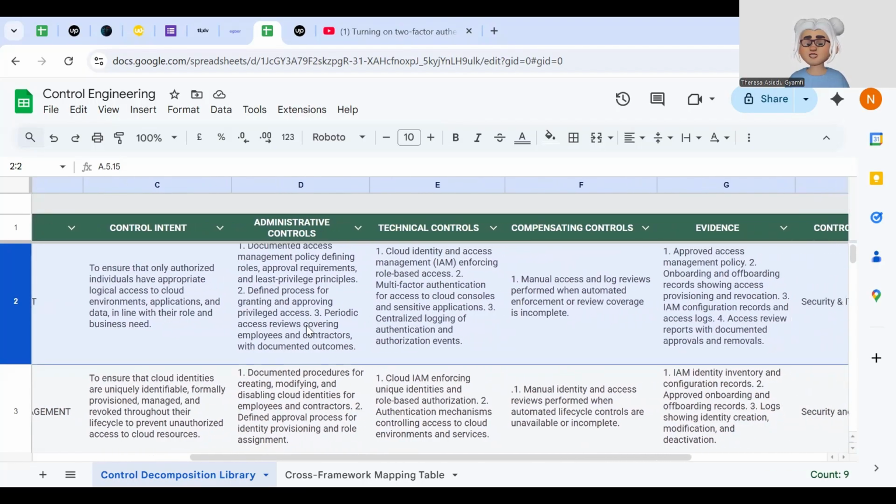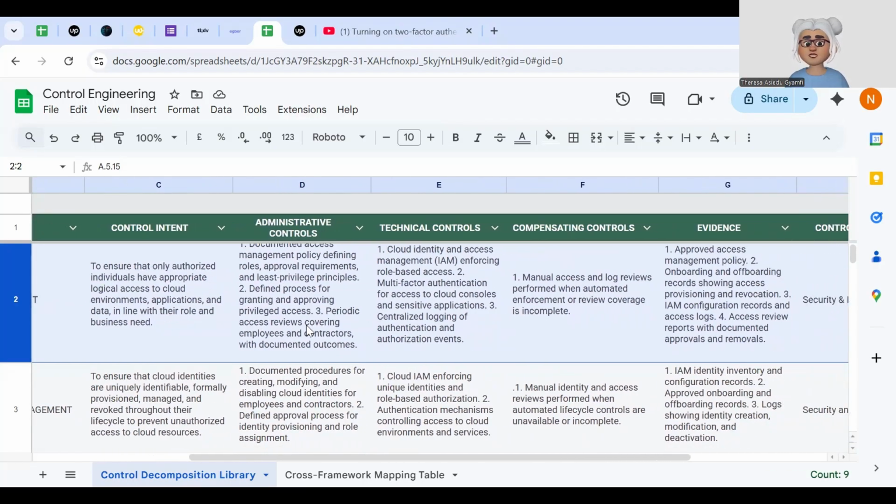So a compensating control is used when the administrative and technical controls are not in place or they fail to function. So you have to ask yourself, for the organization you're working for, you've recommended administrative controls based on their environment, and you've recommended technical controls based on their environment.